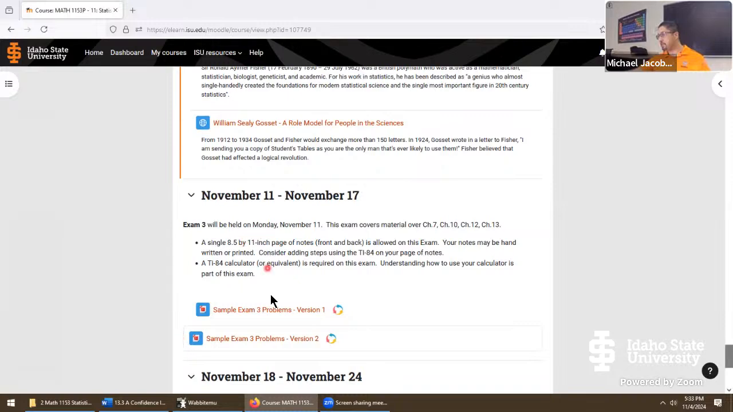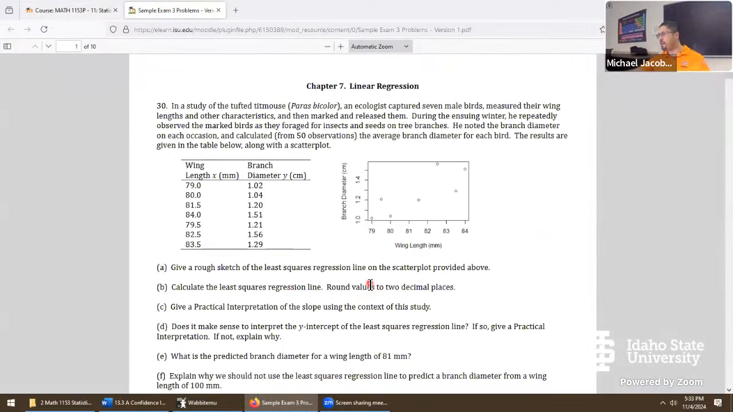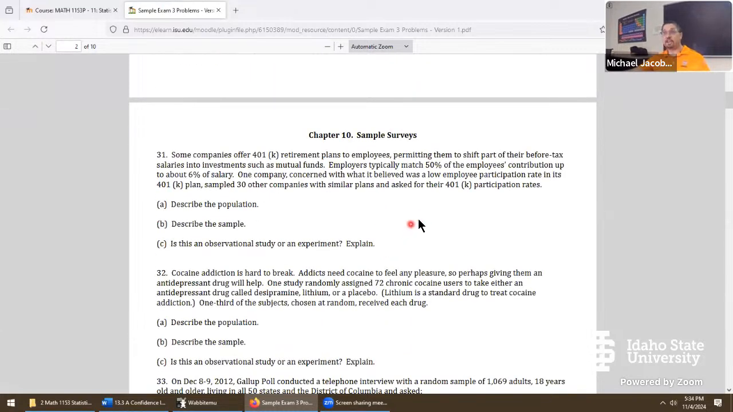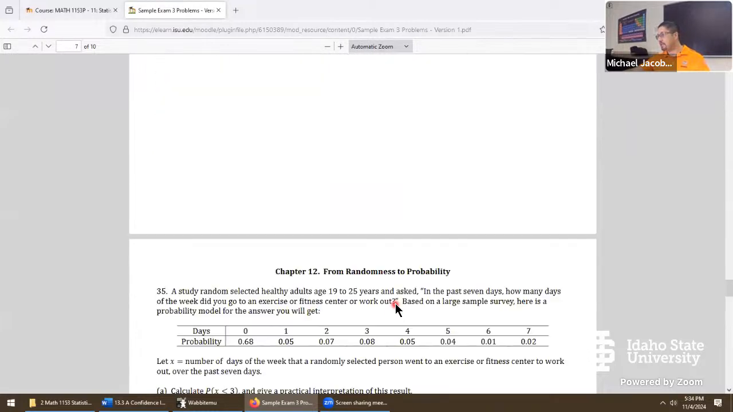Okay, and this is the usual stuff. Version 1 of the sample exam is brand new problems, or supposedly. Let me know if something is not quite right there. These all have solutions at the very bottom.